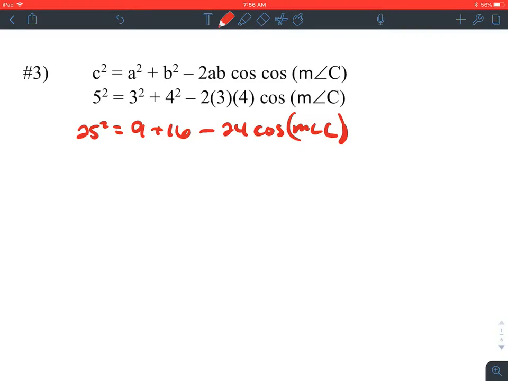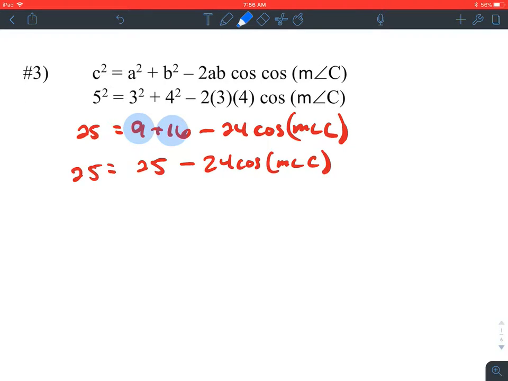Still simplifying, the right side has two like terms. We can put those together. Whoops, I made a mistake. Please forgive me. Right here, I wrote 25 squared. It should just say 25. So we're going to get 25 equals 9 plus 16 is 25, minus 24 cosine of measure of angle C.